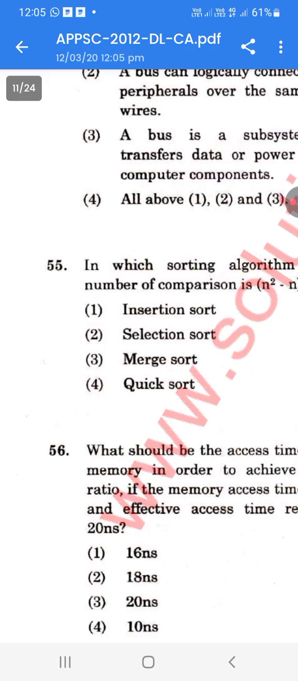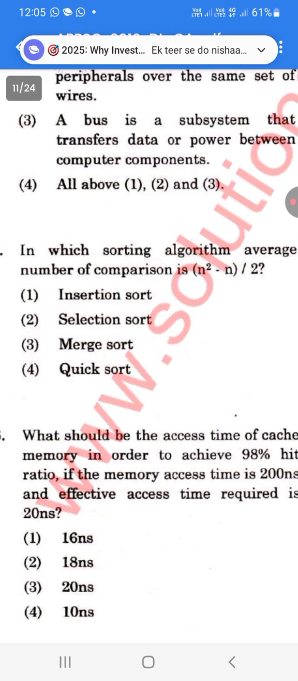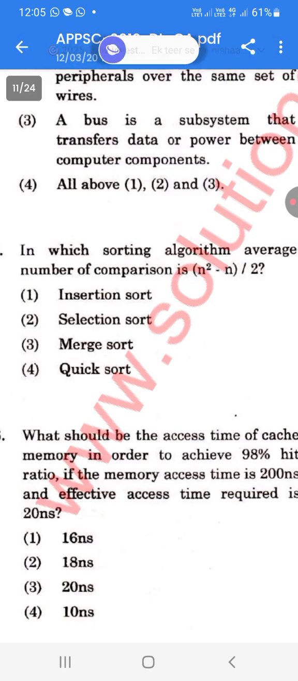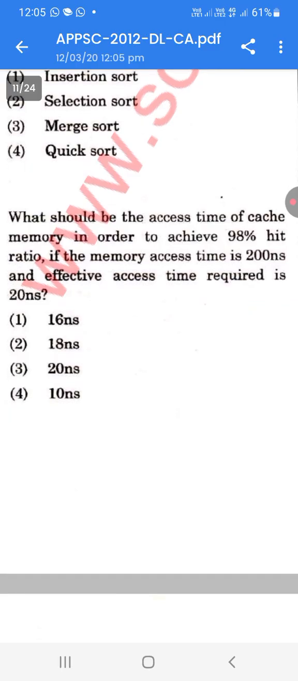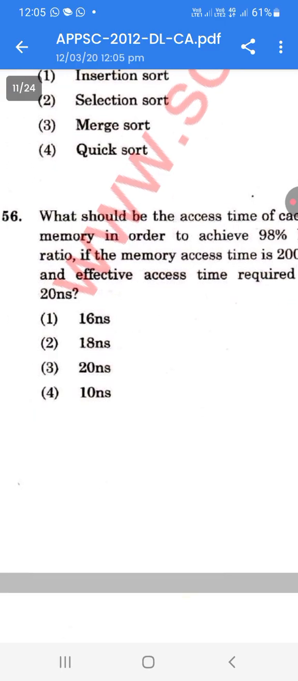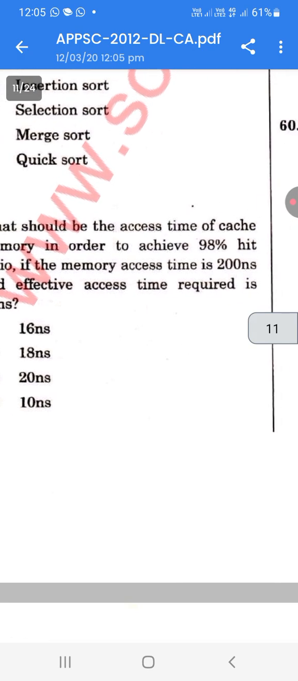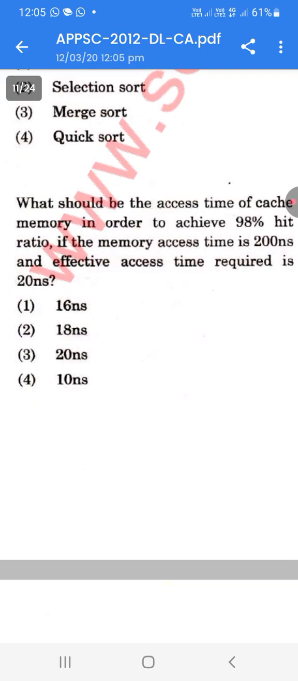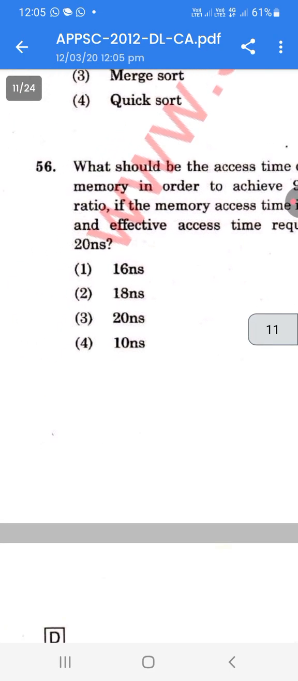55. In which sorting algorithm is the average number of comparisons n square minus n by 2? Selection sort. What should be the access time of cache memory in order to achieve 98% hit ratio if the memory access time is 200 nanoseconds and the effective access time required is 20 nanoseconds? 56. 60 nanoseconds.